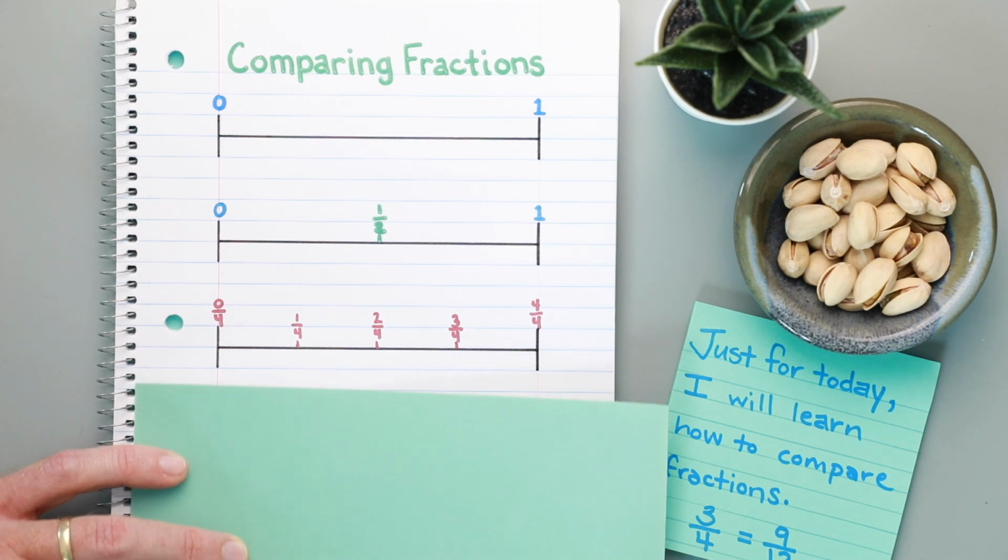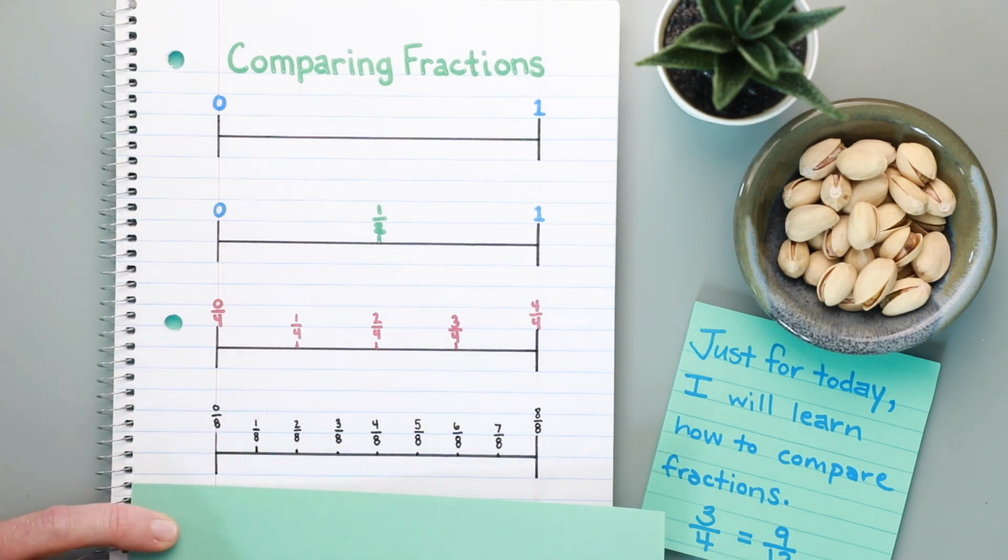Right, now let's move on to the last one. This time I divided it even further. This time I made it eighths. 0/8, 1/8, 2/8, 3/8, 4/8, 5/8, 6/8, 7/8, and, yep, 8/8.